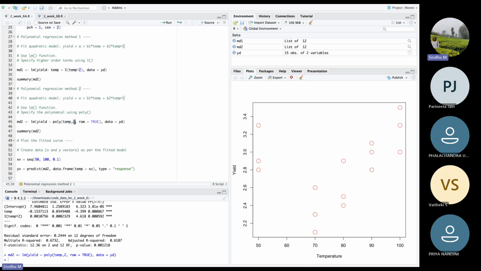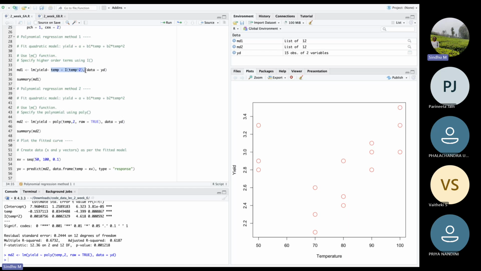And the second input would be what is the highest order term, which is squared here. So it is 2. We are considering it as the same input data set. So raw equal to true. And as usual, data equal to YD. So this is what we discussed in our MCQ session as well. So the same thing you can do in two different ways.